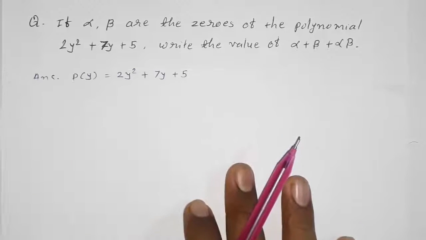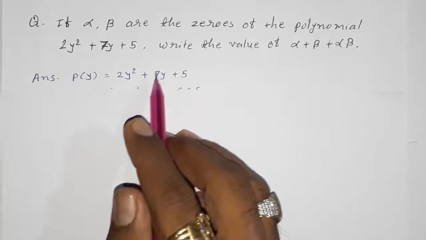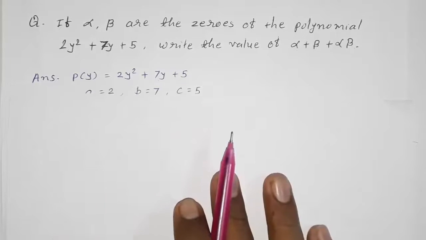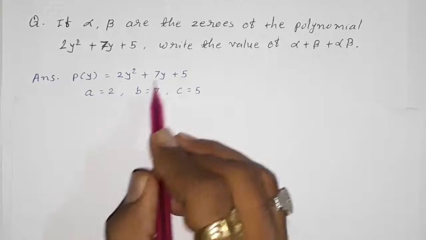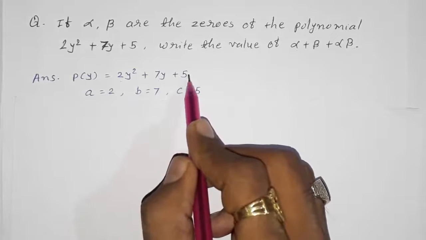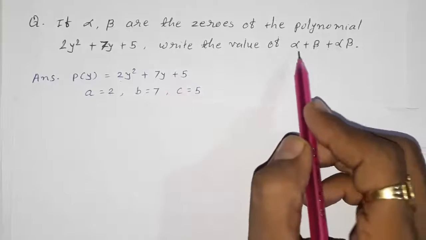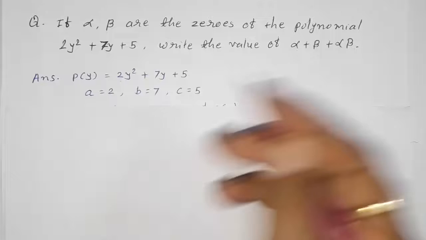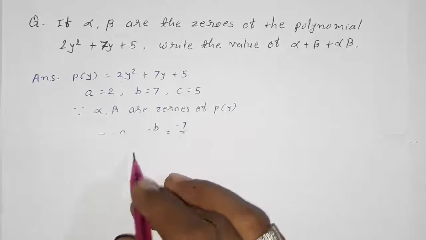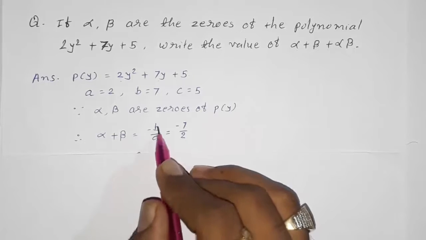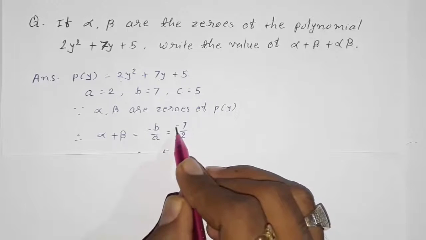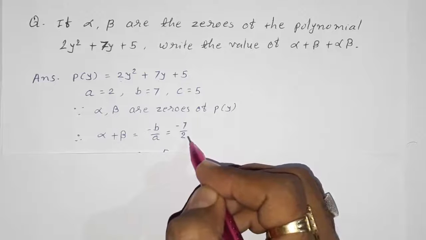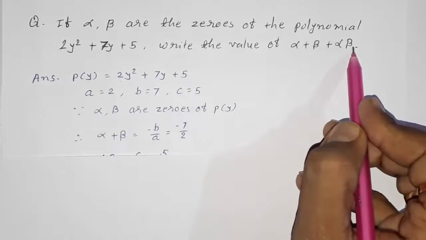It's so simple. Just the polynomial is given to you and you know a, b and c. From this you can find out a, b and c. A is 2, b is 7 and c is 5. Now we are going to find out the sum alpha plus beta. We know that alpha plus beta equals to minus b by a, and that's why alpha plus beta, that is minus b by a. Minus, what is our b? 7, and what is our a? This is 2.